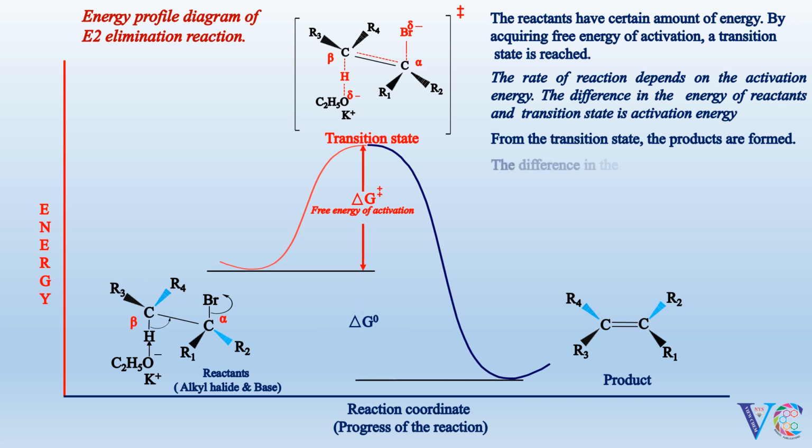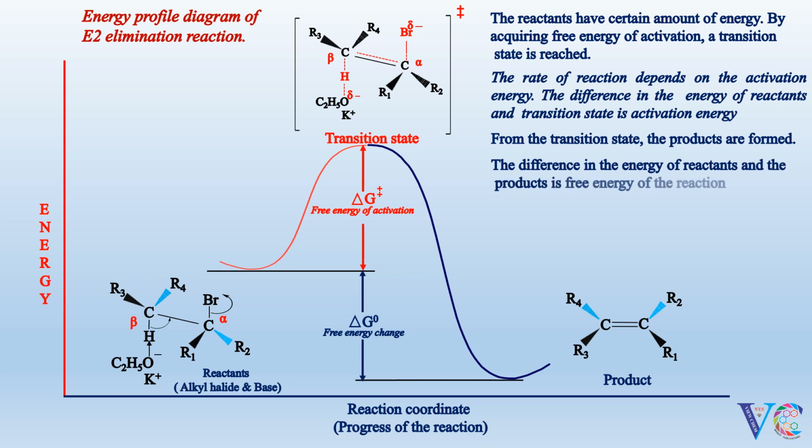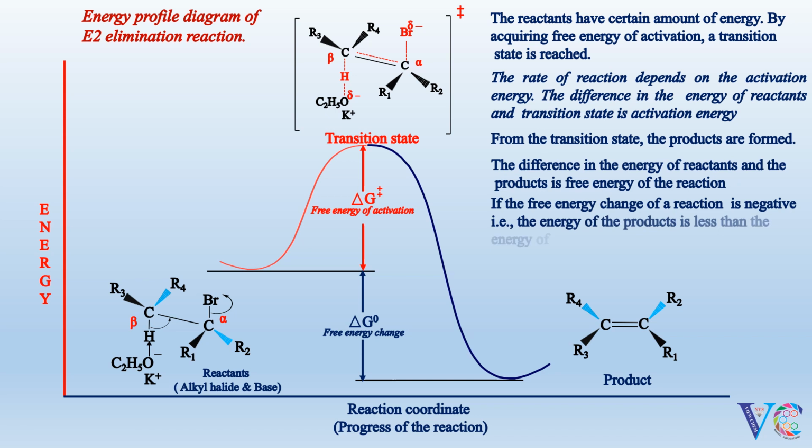The difference between the energy of reactants and the products is the free energy of the reaction. If the free energy change of a reaction is negative, that is, the energy of the products is less than the energy of the reactants, then the reaction is spontaneous, that is, an exothermic reaction.